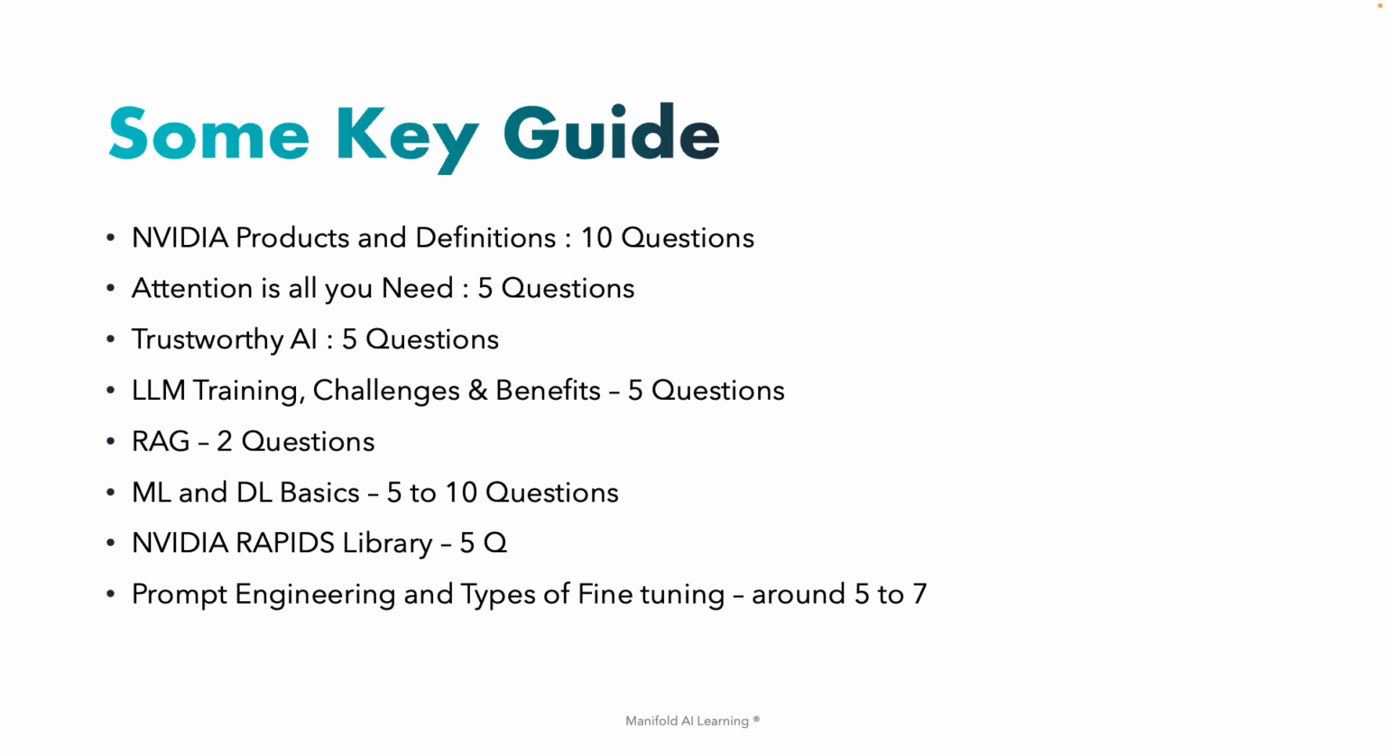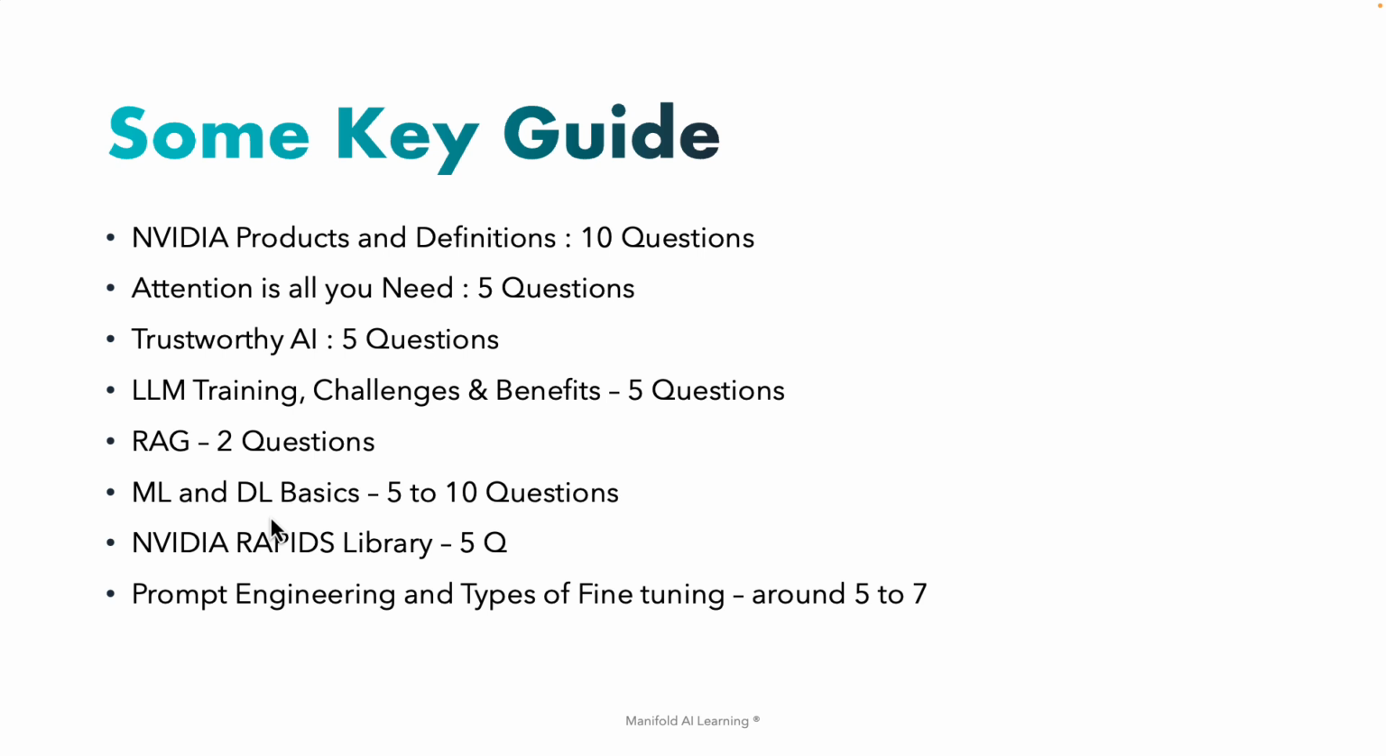And the next one is very important: the NVIDIA RAPIDS library. With the NVIDIA RAPIDS library, you can easily score 5 questions. You'll get questions like which of these libraries will help us apply machine learning on GPU, that is cuML, and which of these frameworks will help us load the data and perform data preprocessing on GPU, that is cuDF. Just understand those various library names and their roles, and you will be able to answer close to 5 questions.